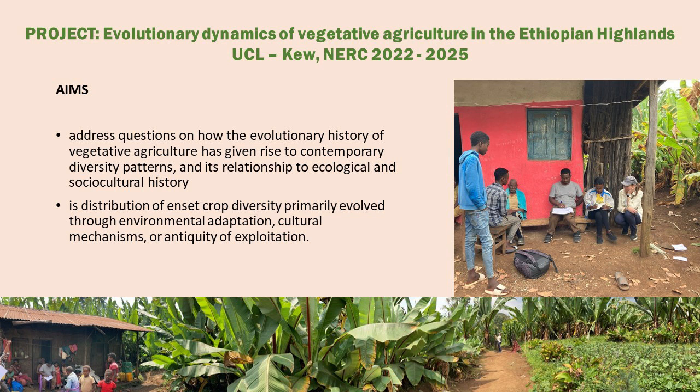Another aim is to look at the distribution of the enset crop and how it has evolved given the different environmental adaptations that it has, as well as whether it goes back in time and was exploited in antiquity. Therefore our role here is to take a look at phytoliths to try and establish whether we can find enset in antiquity.